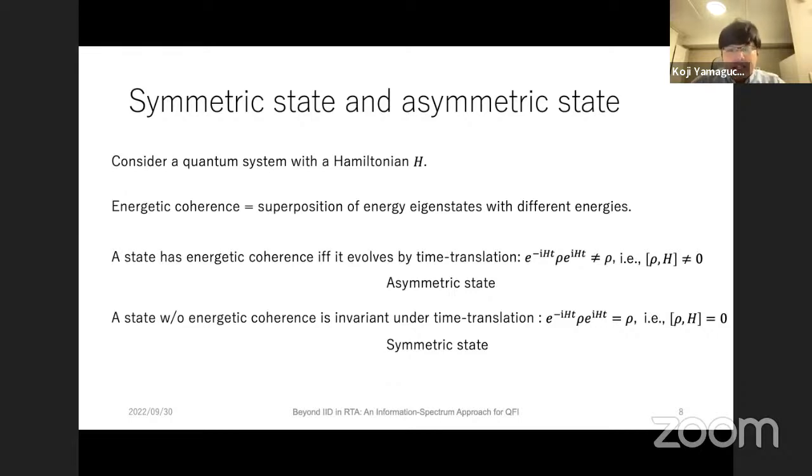We call such a state an asymmetric state. On the other hand, a state without energetic coherence is invariant under time evolution. So this is, of course, equivalent to saying that the state is diagonalized in an energy eigenbasis. And such a state is called a symmetric state.